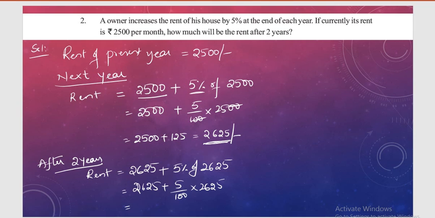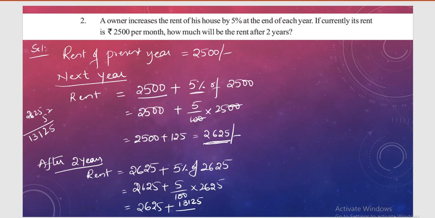Here we should not cancel with 100. So 2625 plus 5 into 2625, how much? So 2625 into 5, I am going to multiply here. 5 5s are 25, 2 is carried. 5 2s are 10, 10 plus 2, 12, 1 is carried. 5 6s are 30, 30 plus 1, 31, 3 is carried. 5 2s are 10, 13. Right? So 13125.